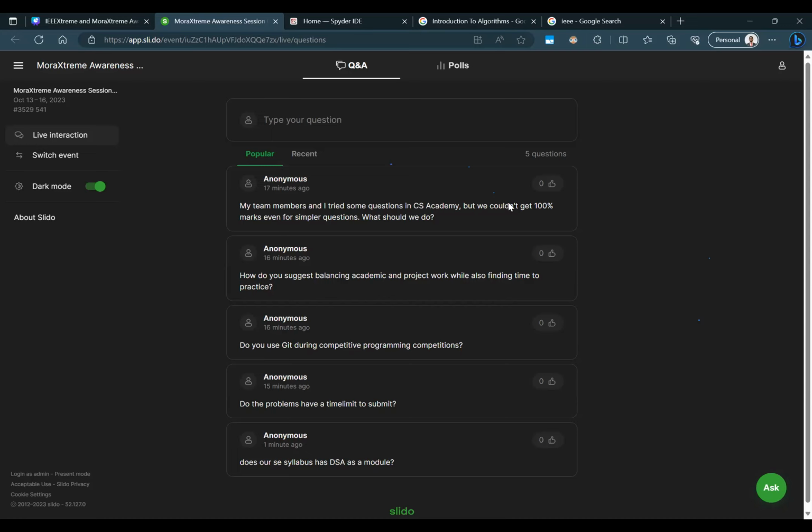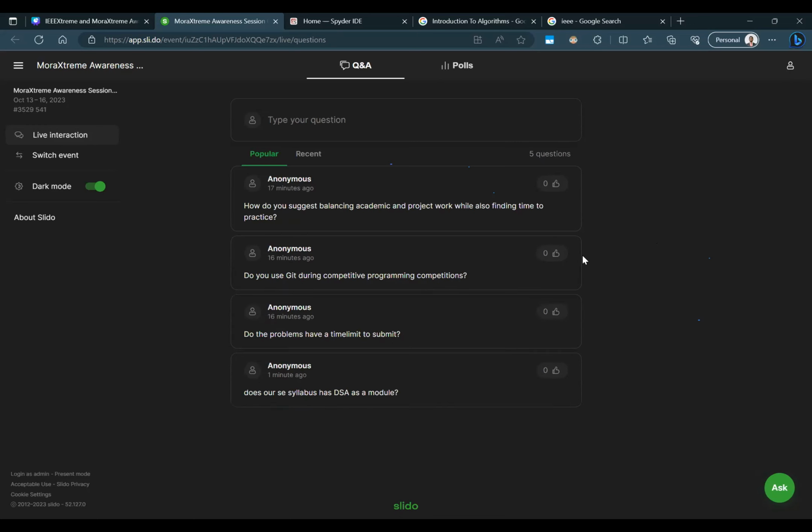So don't get disheartened by not getting 100% even for simpler questions. I think it's a very normal thing to encounter in every person's competitive programming journey. That's how everyone starts. Even for us in the beginning, we couldn't achieve 100% for simpler questions, but you should practice more, try to debug it more, and by practicing you'll be able to improve your skills.